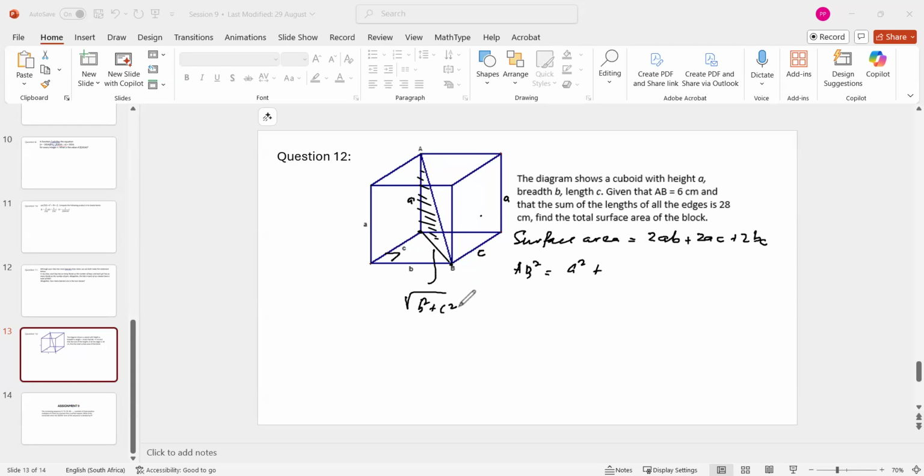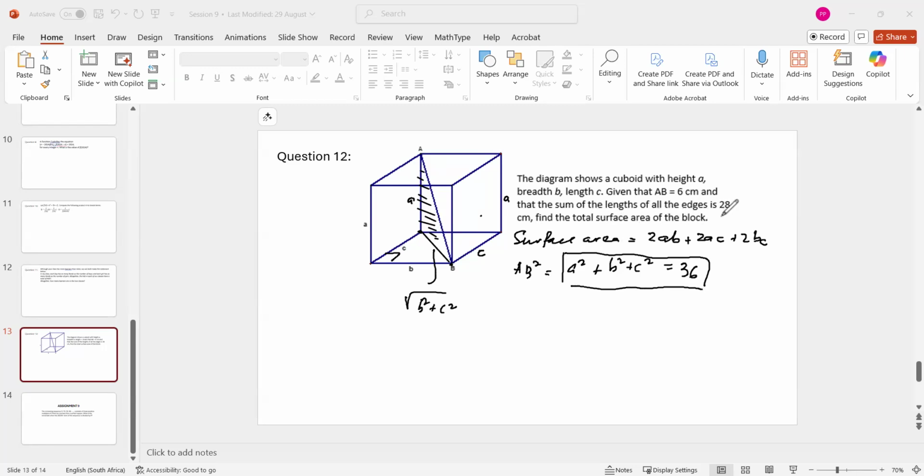And the square of this is B squared plus C squared. So you've got a nice equation. And AB is given as 6, so we know that this is 36. So you've got this equation, A squared plus B squared plus C squared. What else do you know?